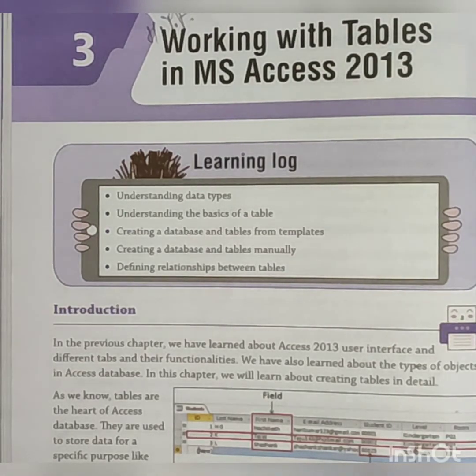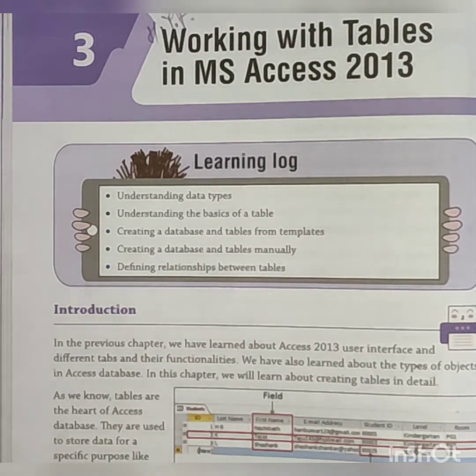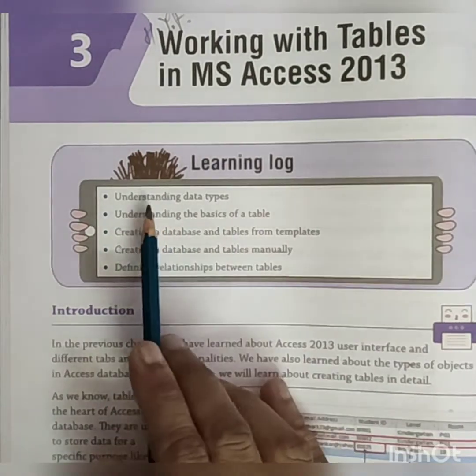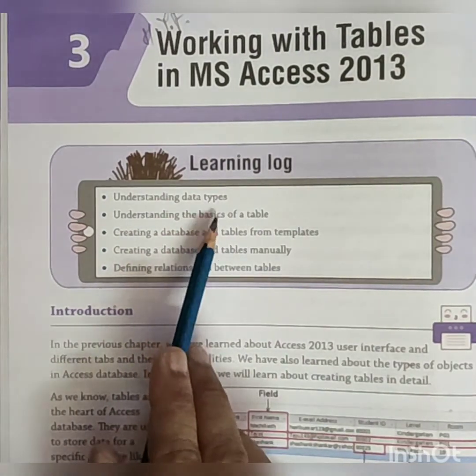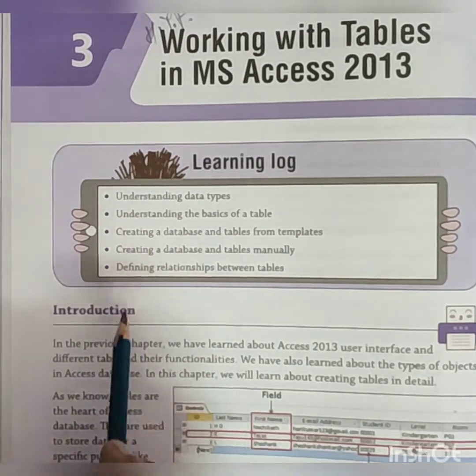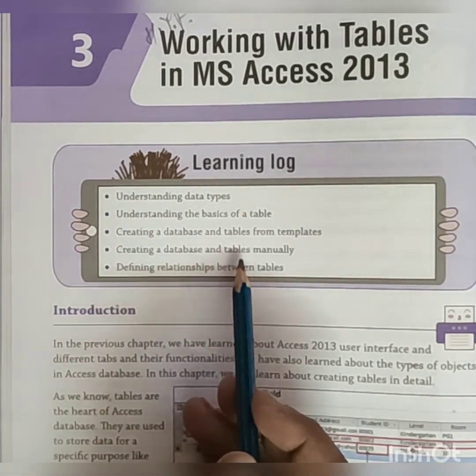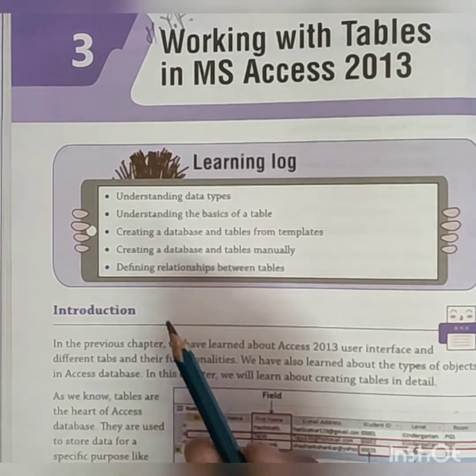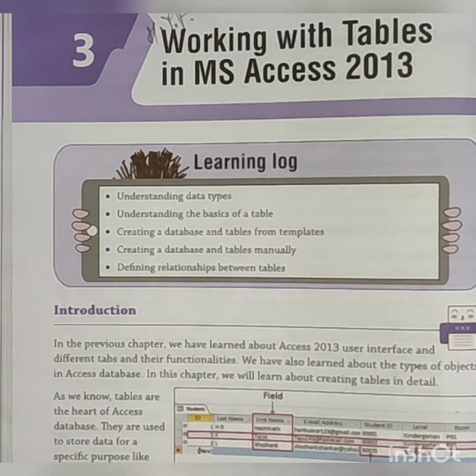As it is a very vast chapter, I will explain it in two parts. Today I will give you the first part, and next day I will give you the remaining part. Today, what we are going to learn in this chapter: understanding data types, then creating a database and tables from templates, creating a database and table manually, and defining relationships between tables. So it is very important to know about the chapter.